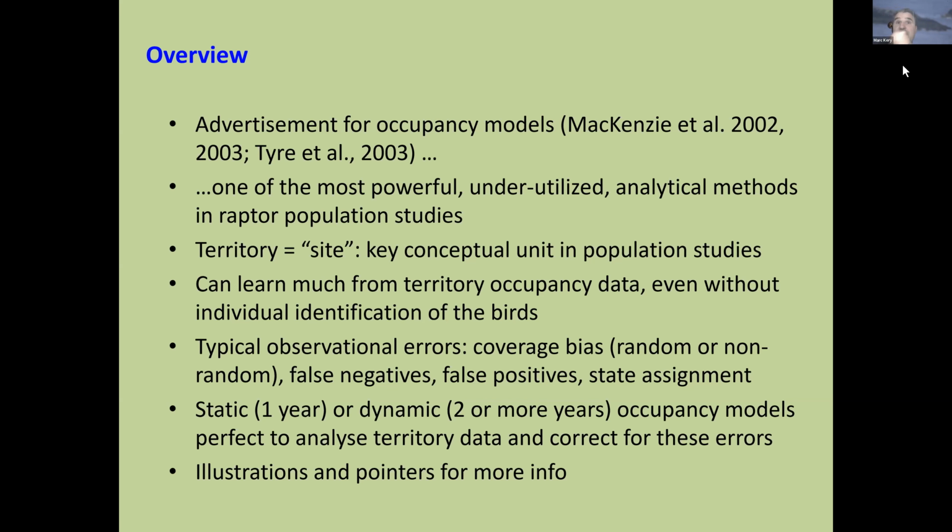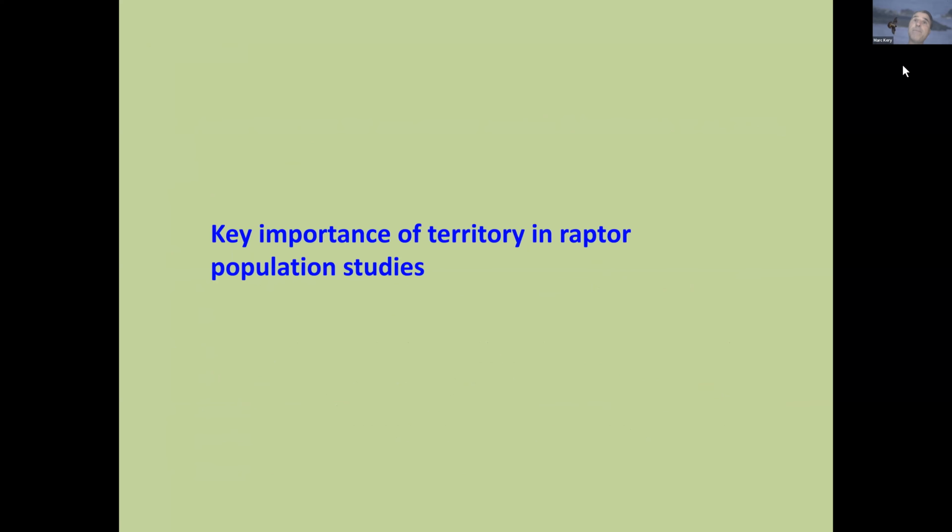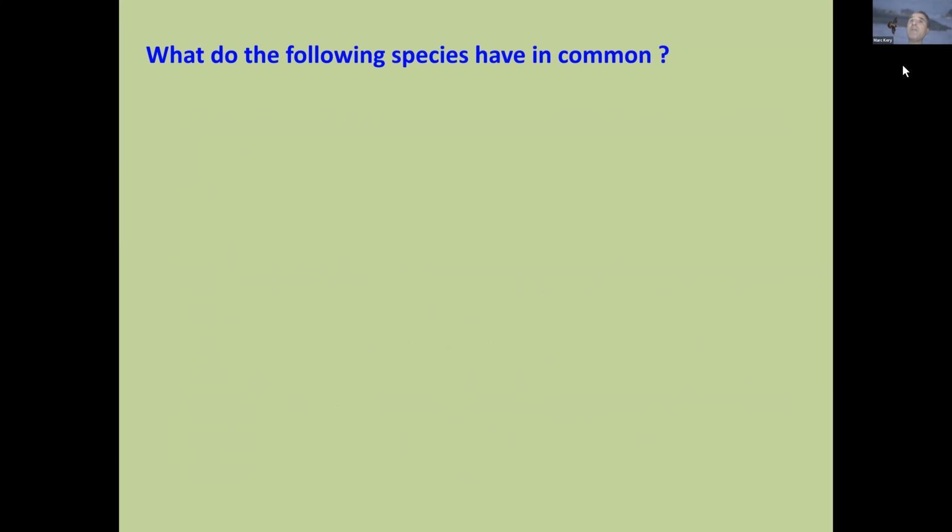And static or dynamic, so for one year or for two years or more, occupancy models, site occupancy models, are perfect to analyze such territory data and to correct for some or all of these errors. Now in my presentation, I give illustrations of the models only and pointers for more information. But yeah, so let's start with the key importance of a territory in raptor population studies.